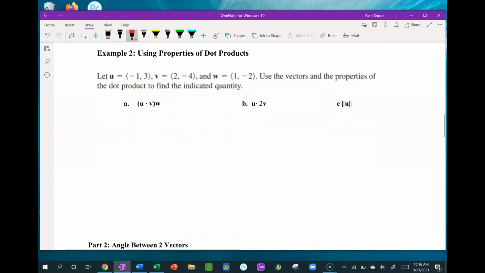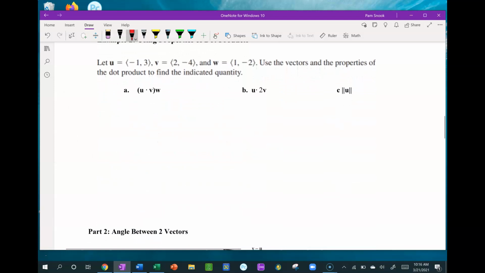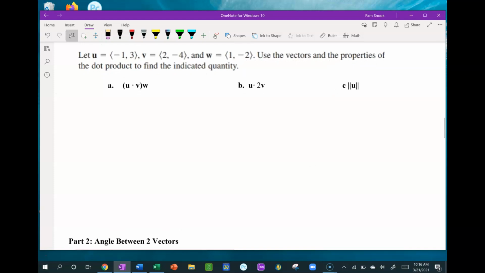Next thing we're going to do is we're going to use some properties of dot products. First one, we have u dot v times w. Now remember, when I dot u and v, I'm going to get a scalar, and then I can just multiply that by the vector w. So do what's in parentheses first. So I'm going to do my dot product first.